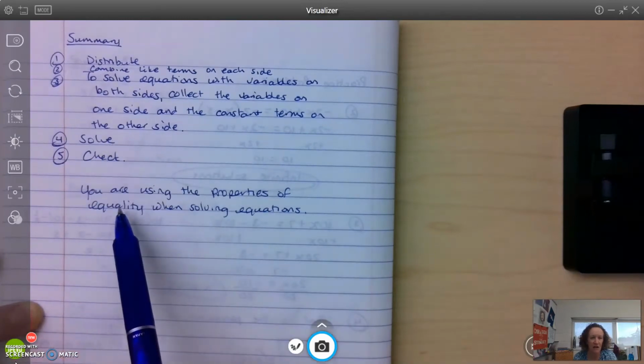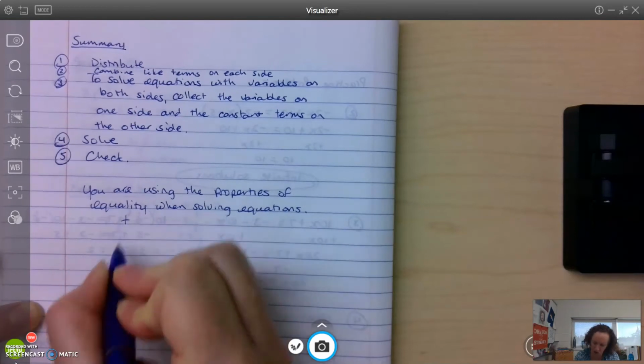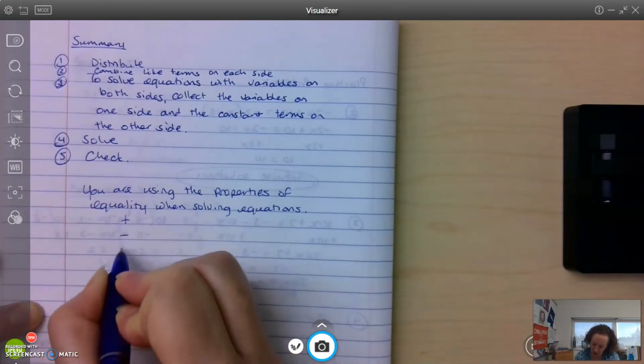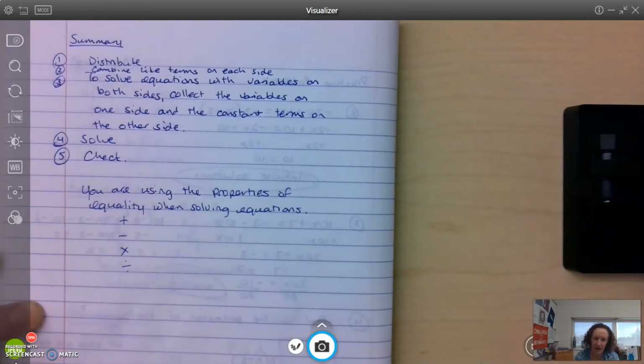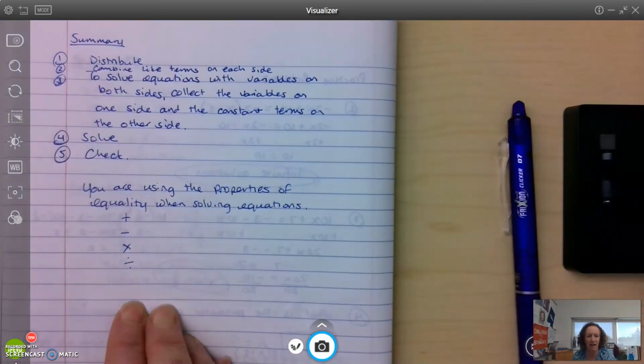And then just a reminder that you are using what's called the properties of equality when you're solving equations. And you've got the addition property of equality, subtraction, multiplication, and division. All right, you have a practice sheet to now do. So good luck and have fun.